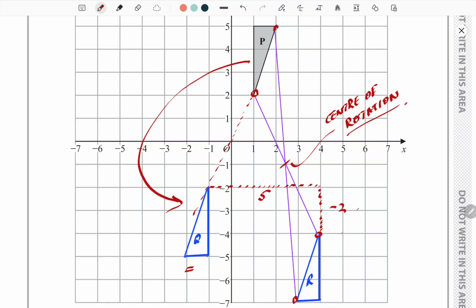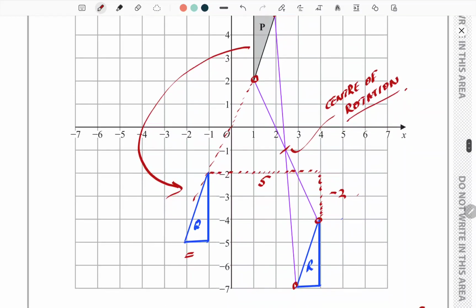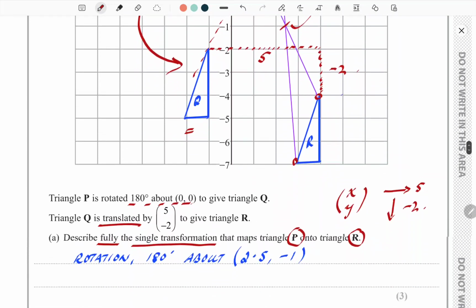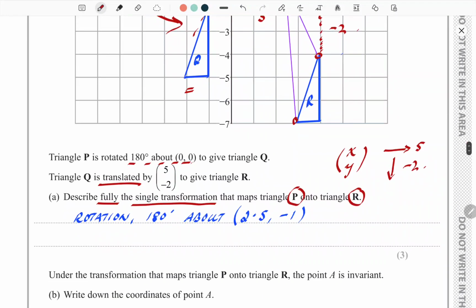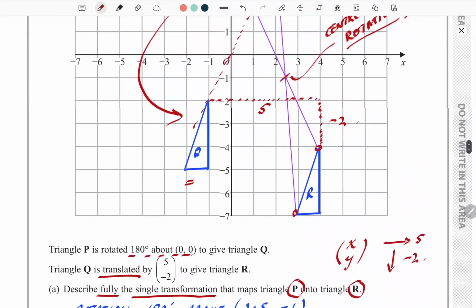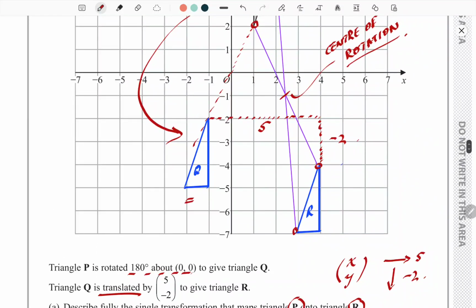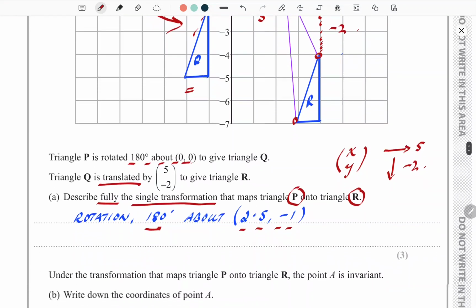Okay, and I'm not sure if I've written 90 or 180, but that again is a 180 degrees rotation. Yep. So effectively you've got a rotation, 180 degrees, about the center of rotation that we're going to find from those two lines intersecting. And as you can see, it's 2.5 and -1. Okay, that's what we put in the answer there.